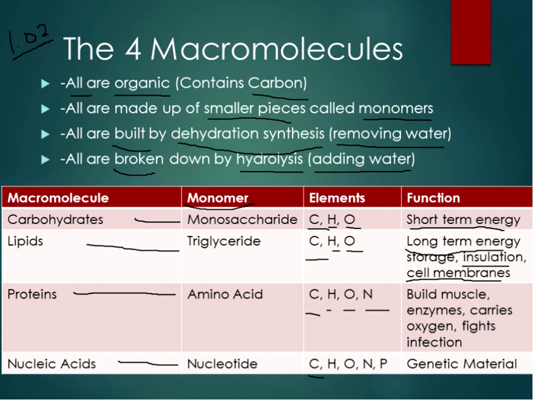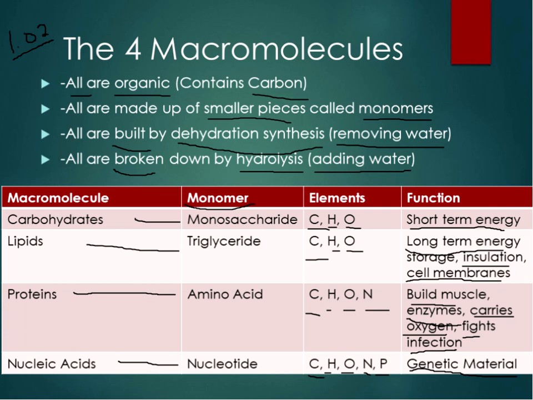Proteins contain CHON. They can build muscle. They can act as an enzyme. That's a protein that helps reactions in your body. They help carry oxygen, like hemoglobin on red blood cells. They can also fight infection as well. And then nucleic acids, they contain the most elements, CHONP, and they're your genetic material.